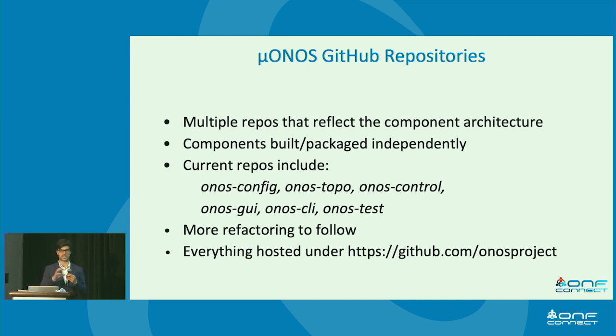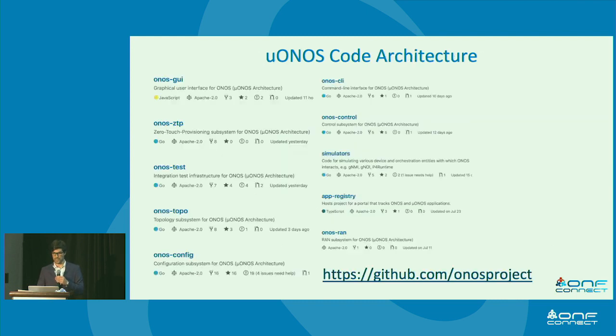Every microservice gets its own GitHub repo. And all of them are hosted under the GitHub ONOS project, and you can go there. All the code is open source. It's not released, but we welcome contributions to it. Again, just an overview of the ones we have at the moment: GUI, CTP, test, topo, config, CLI, control.